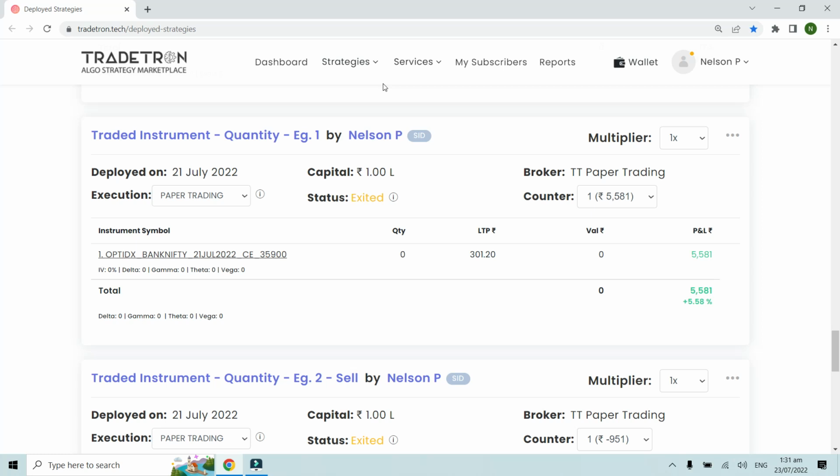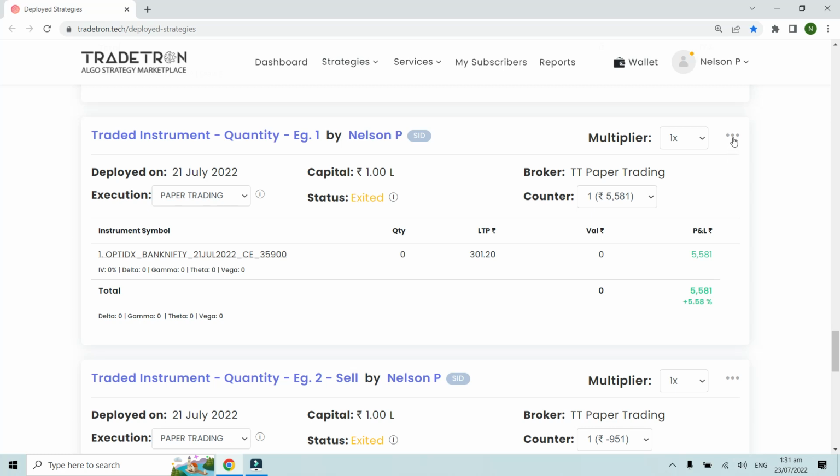Hello everyone. In this video we will discuss different methods of using the keyword traded instrument with the quantity parameter. We will see the different ways in which you can use the traded instrument quantity keyword in order to create your strategies. This is the first strategy that I've taken. This is the strategy that I've created and deployed to show you live examples.